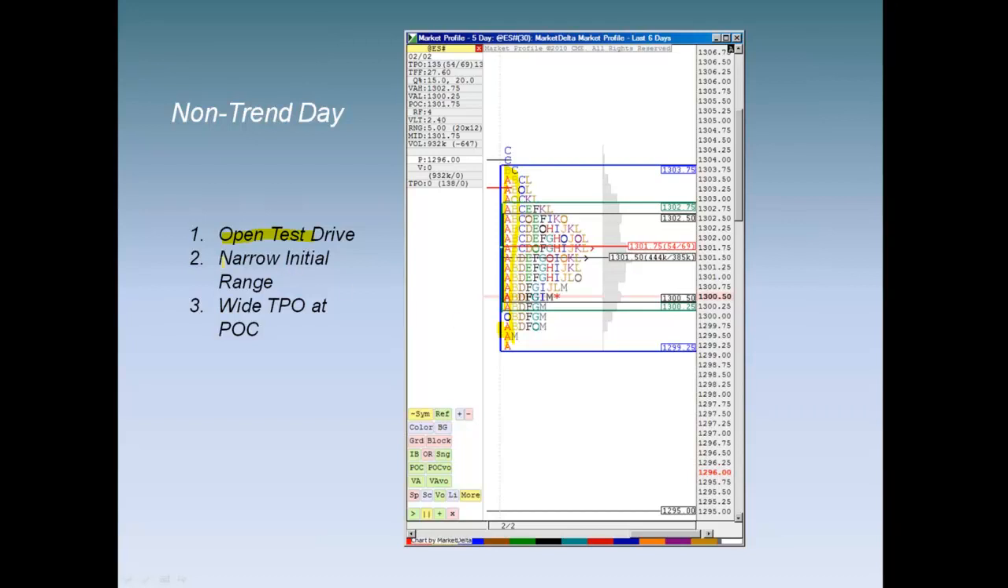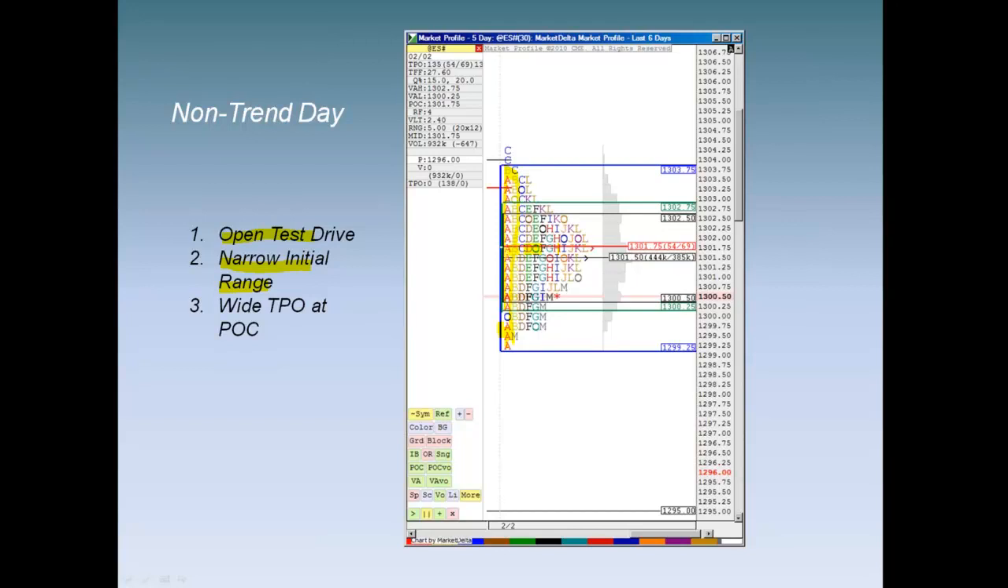So it gives us an idea that this is going to be a narrow initial range. We didn't get much of an expansion. Already telltale signs of a non-trend day. We also get a wide TPO at the POC. Wide TPO meaning we get a lot of prints at the fair value.